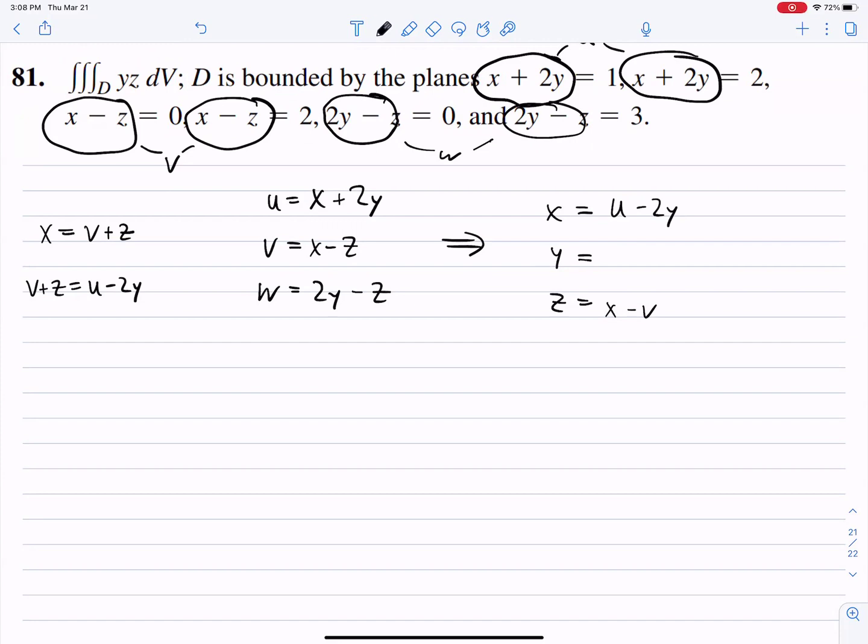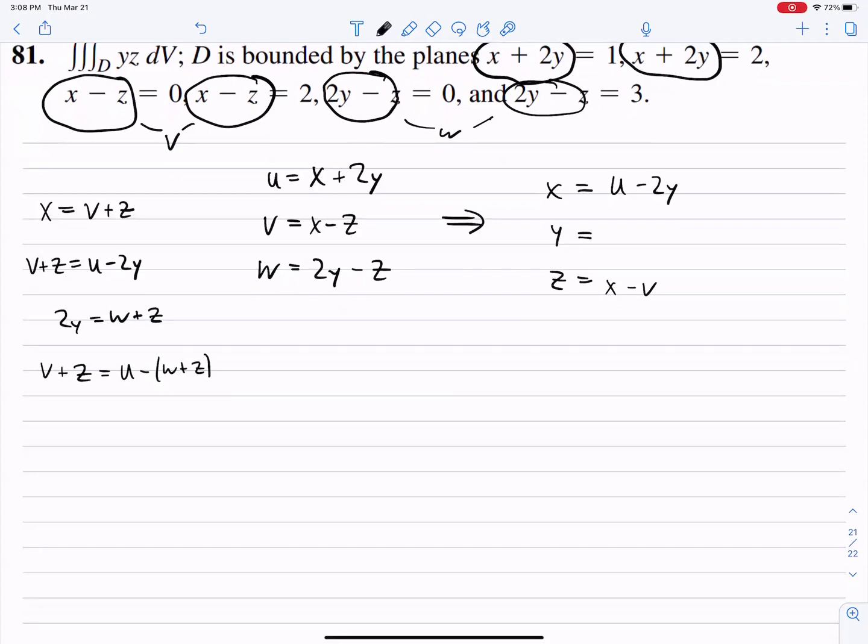I think 2y I can get in terms of z and w, right? 2y is equal to w plus z. And so I can plug that in right here. And so then v plus z equals u minus 2y, so minus w plus z. I don't know why that's going to help us. Oh, it will help us, because then z equals u minus w minus z minus v. Hey, look, there we go. Then you add it, you get 2z equals u minus w minus v. So z equals u minus w minus v over 2. Oh gosh, that was a lot of work.